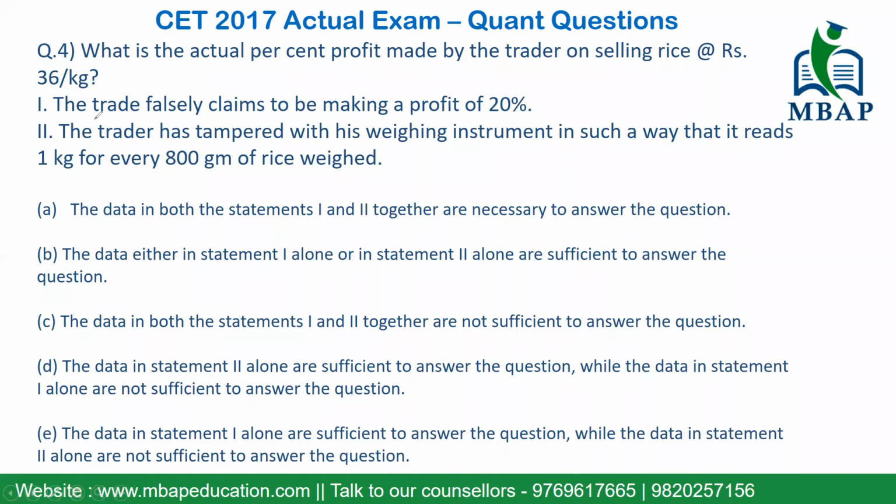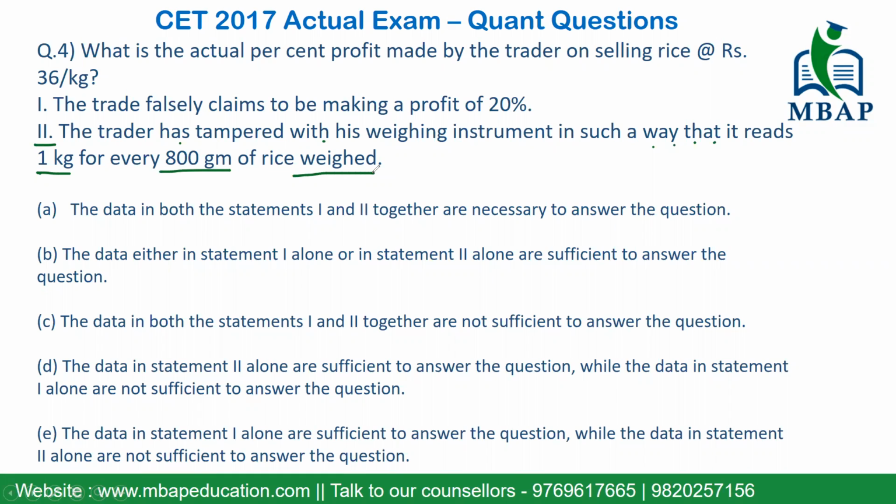First statement, the trader falsely claims to make a profit of 20%. Can the statement be used to get the answer? No, because I do not know the reason for these faulty measures. So there's nothing which can be derived out of statement number 1. However, let's see statement number 2. The trader has tampered his weighing instrument in such a way that it reads 1 kg for 800 grams of rice weight.